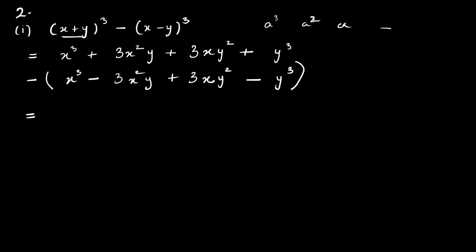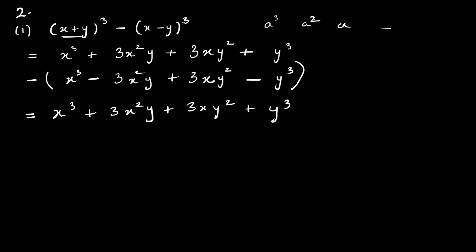But now what happens is, see, if this was plus, then I could have solved it. But when there is minus, I'll have to open this bracket now. So the top part, we'll write the same thing: x cube plus 3x square y plus 3x y square plus y cube. Now below, when minus opens the bracket, all these signs will change.